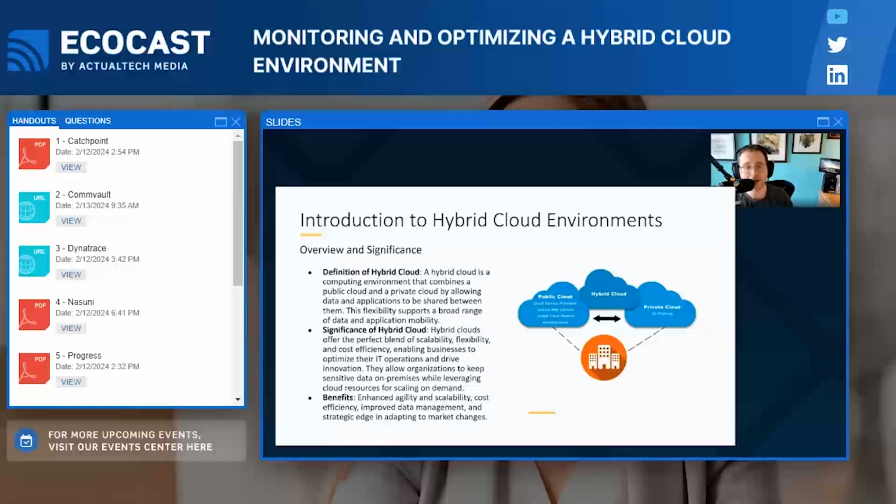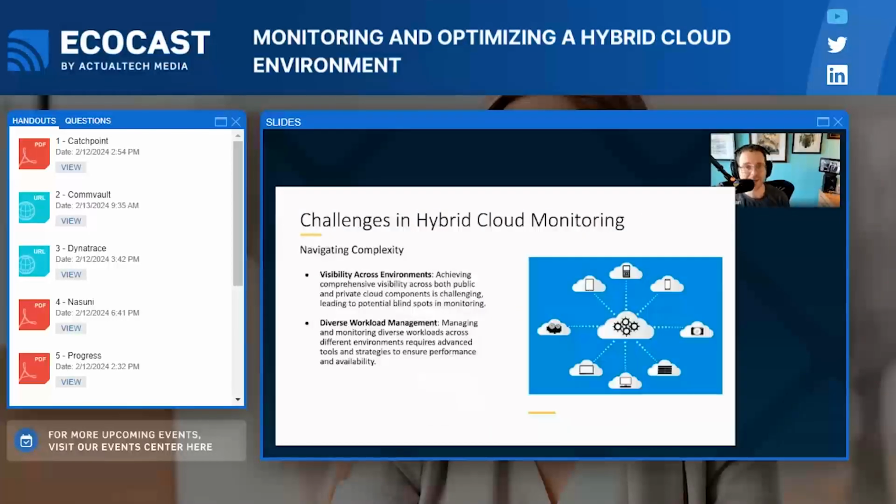Now, obviously, there are benefits, right? Agility, scale, cost benefits. We talked about that. And your capability to strategically adjust when you adapt to all these market changes. That being said, there have been some evolutionary points, challenges, and opportunities in the industry specifically aimed at the hybrid cloud. So let's talk about those for just a second.